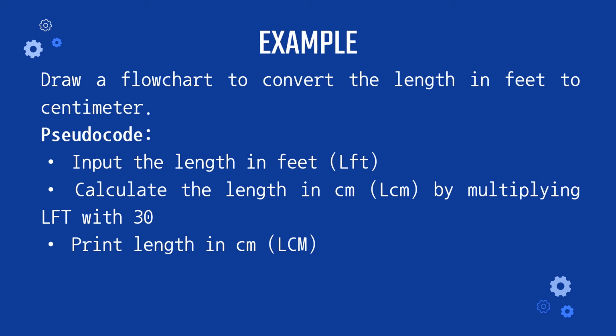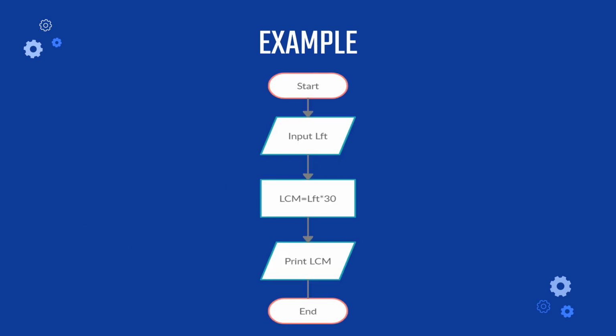So, paano ba yan i-flowchart? So, ganito po. So, we will start the flowchart and then input L feet. Di ba ang program po natin or yung problem is kailangan i-convert yung L feet to L centimeter. So, L centimeter is equals to L feet times 30. And then, for our output, print LCM. Tapos, i-end na po ng program.